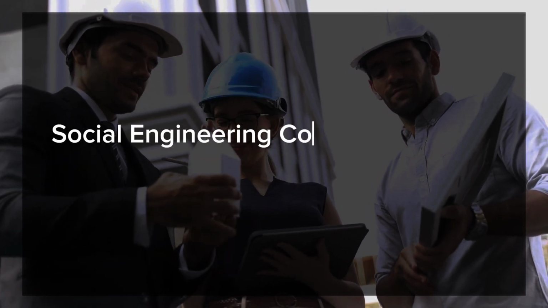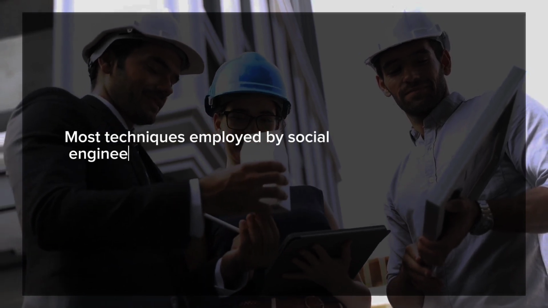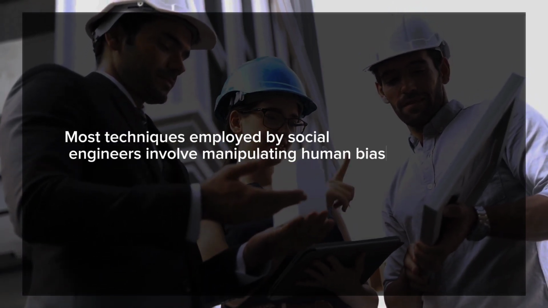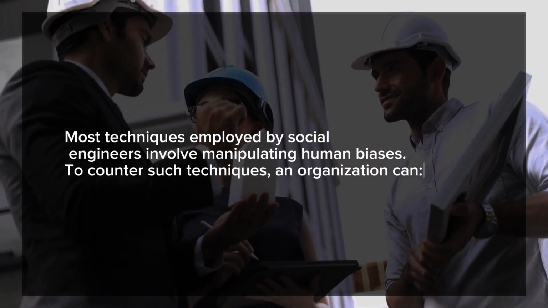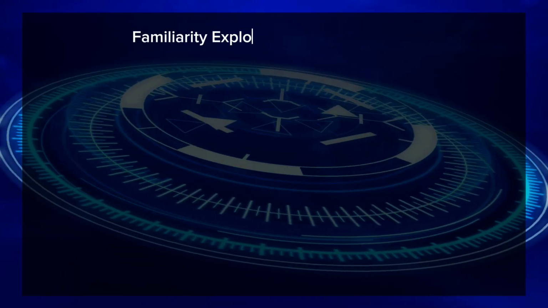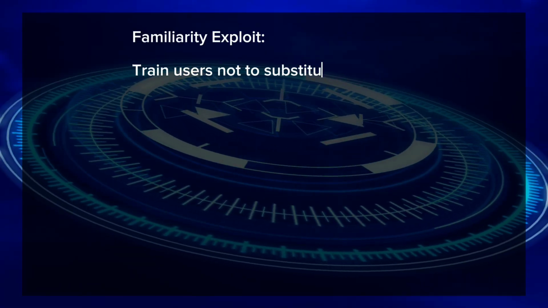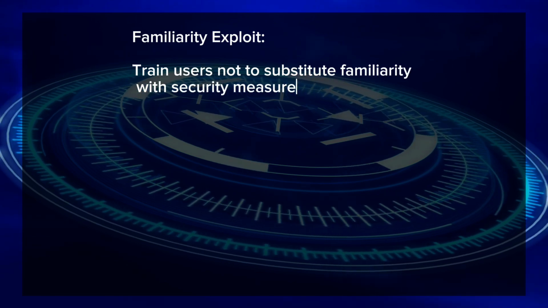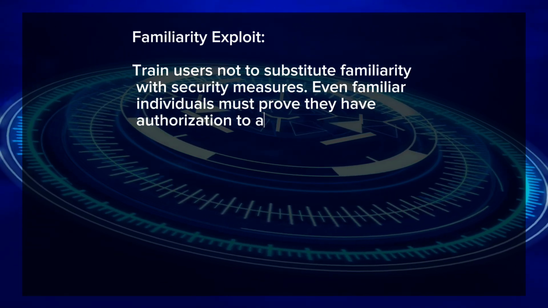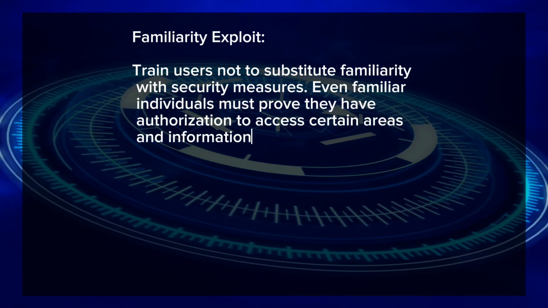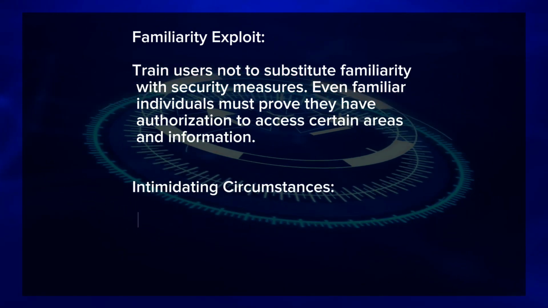Social engineering countermeasures. Most techniques employed by social engineers involve manipulating human biases. To counter such techniques, an organization can act as follows. Familiarity exploit: train users not to substitute familiarity with security measures. Even familiar individuals must prove they have authorization to access certain areas and information.